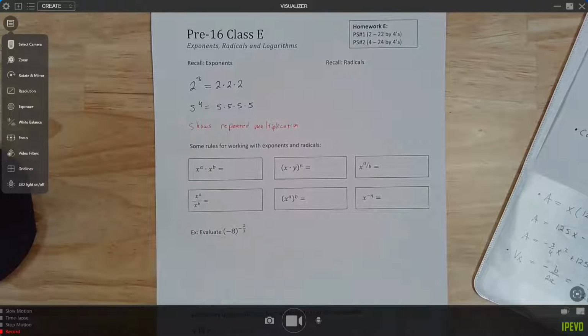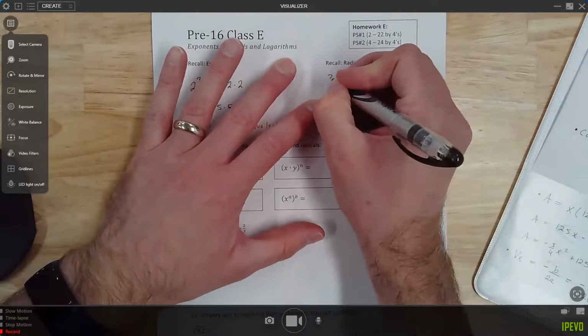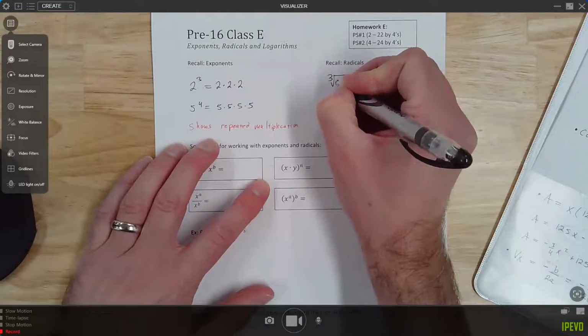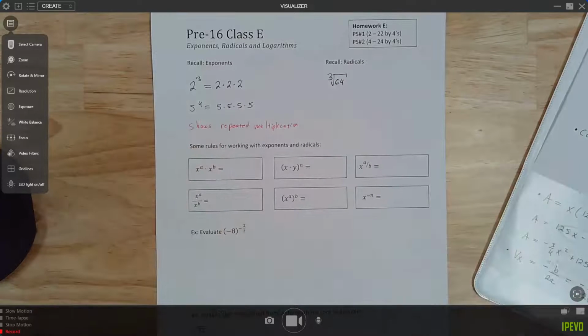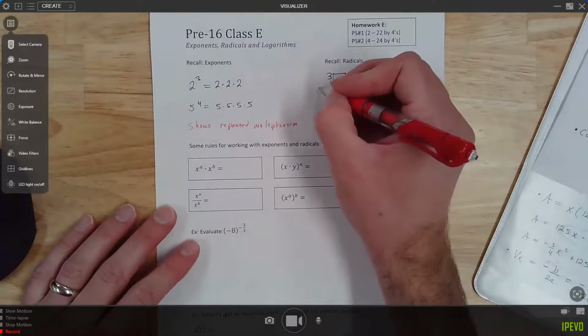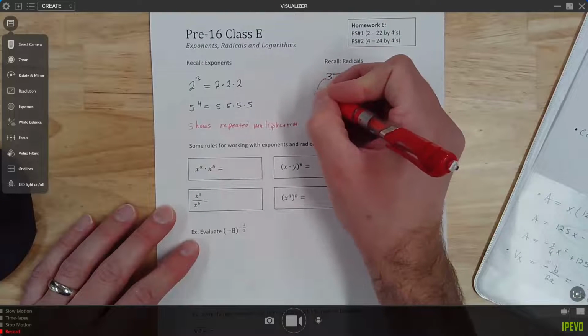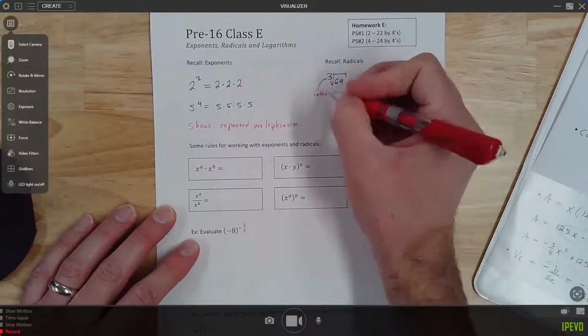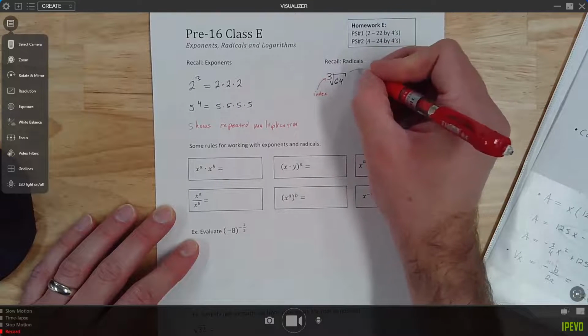Radicals, on the other hand, answer a slightly different question. So for example, if you wanted to take, say, the cube root of 64, well, first, some notation. The 3 right here is what's called the index. And the radical symbol is the radical symbol.